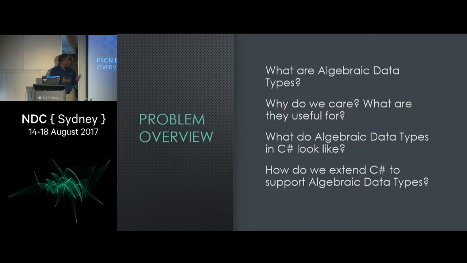We're going to cover 4 major questions. What are algebraic data types? Why do we care? Why do we need them? Okay, so now that you've convinced me, twisted my arm, that we need algebraic data types, what does it look like to have one in C#? And then how do we get C# to actually give us these types? Because it's one thing to write the thing down by hand. Can you do something better than that?